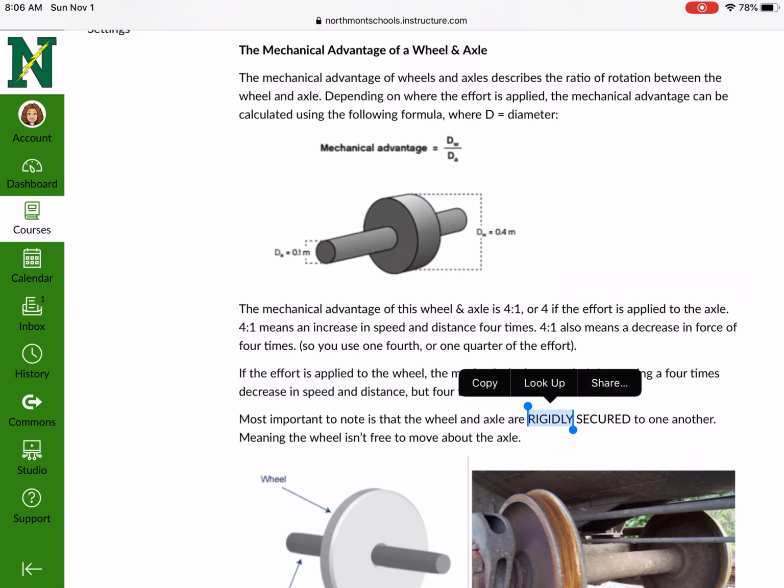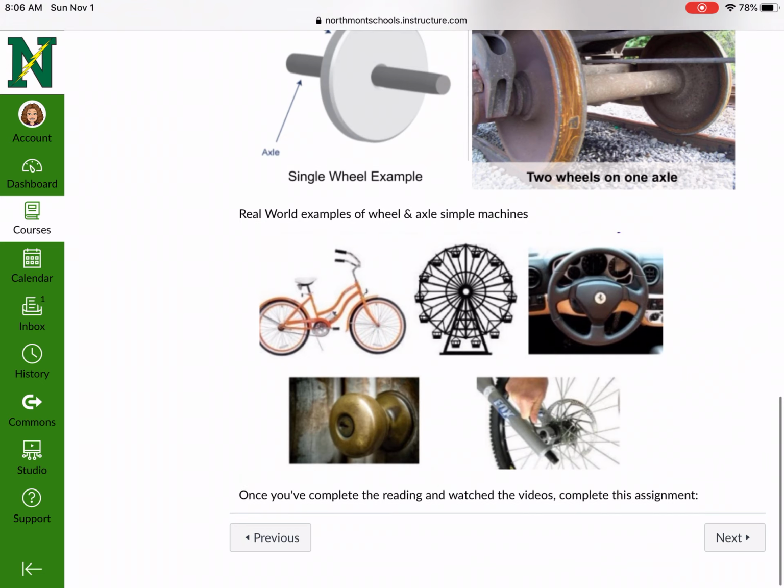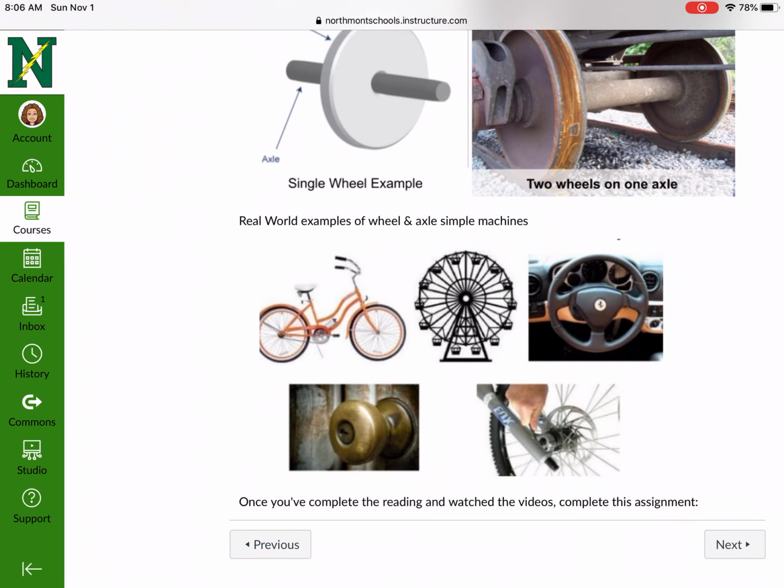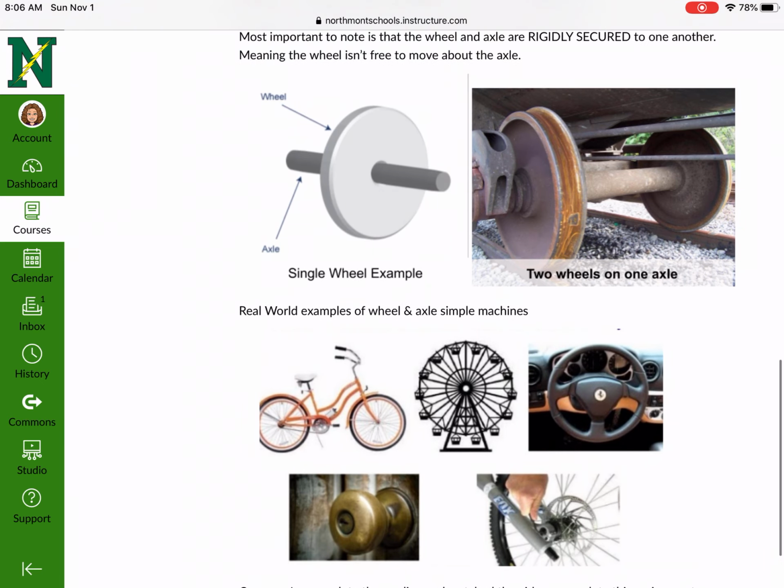Just make sure you remember that they have to be rigidly secured. The wheel cannot be free to move about the axle. Then I've got real world examples. The single wheel, two wheels on one axle is what you're probably most familiar with, like car tires and things like that.